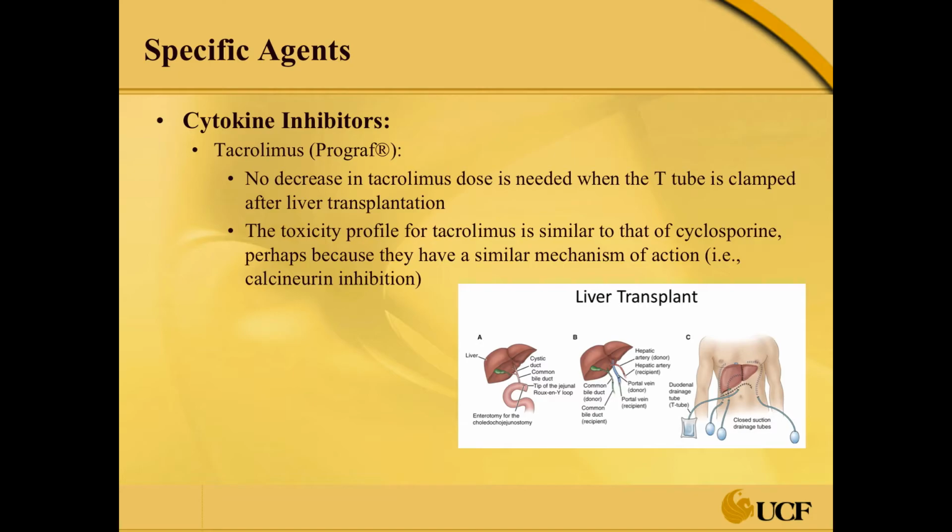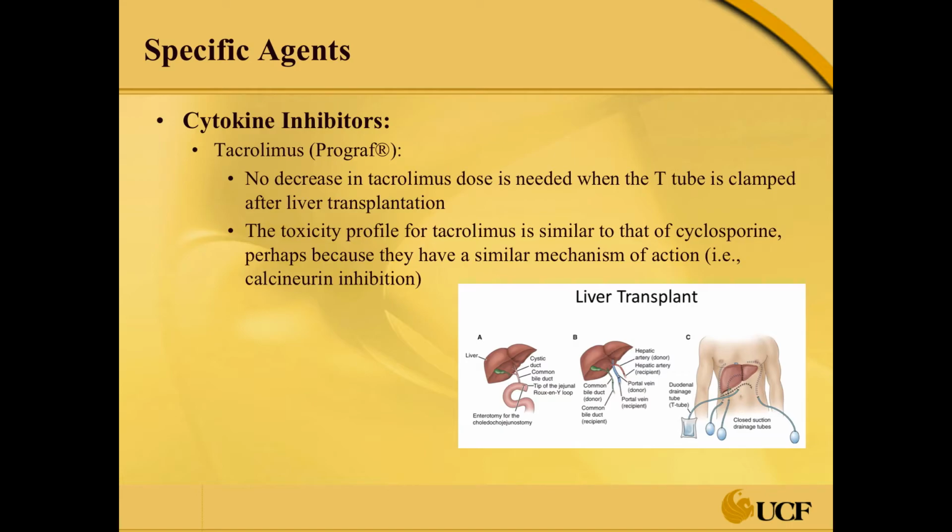You've heard me mention this T-tube often in this lecture and in the first lecture, and this is what it looks like. So this is the T-tube drainage system here, and this is basically a duodenal drainage tube. Okay, so again, if you close that sucker off, then you're not going to have to decrease the dose of tacrolimus. The toxicity profile is similar to cyclosporine, and that's because they have a similar mechanism of action.